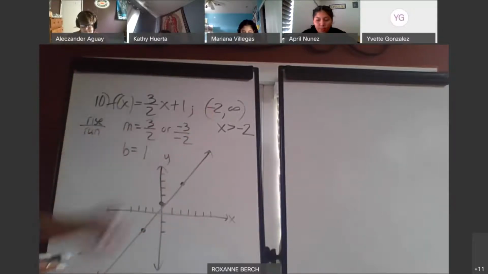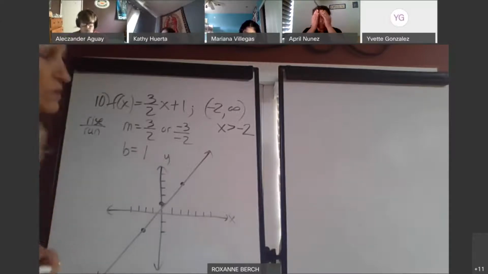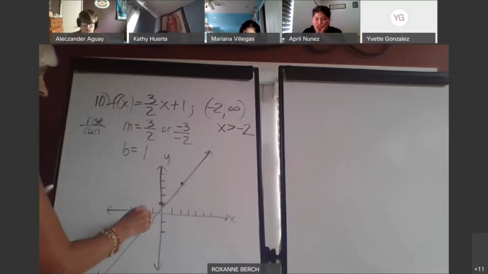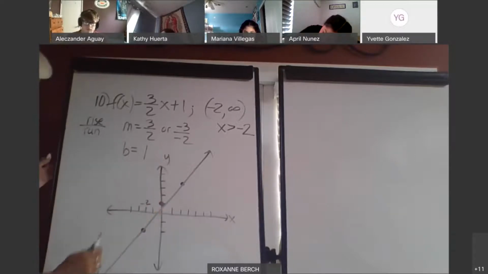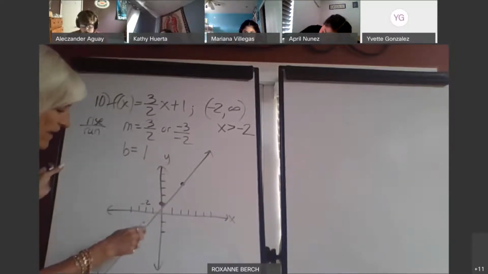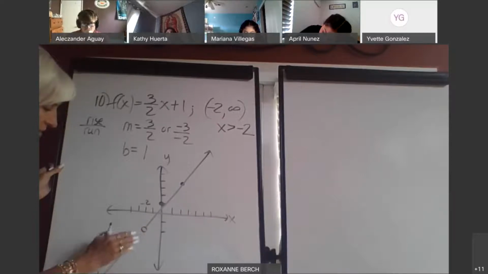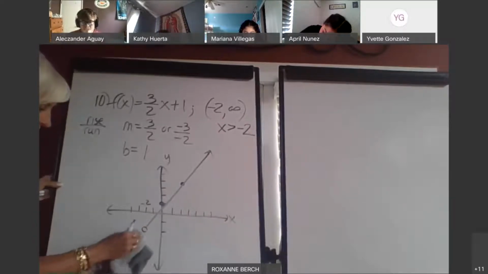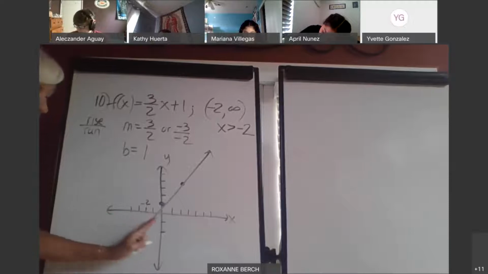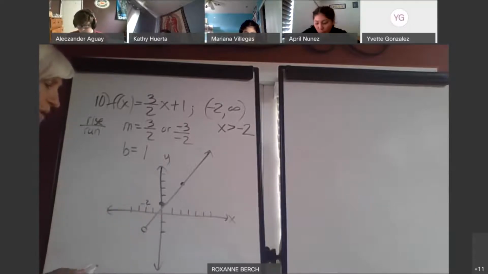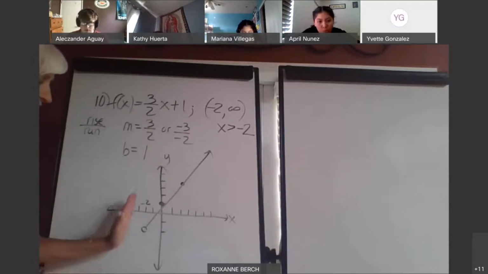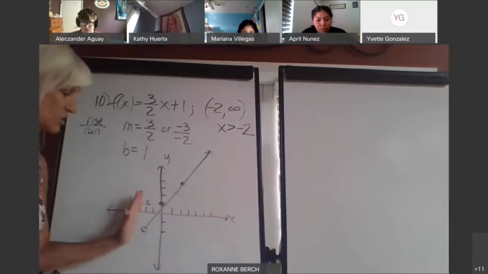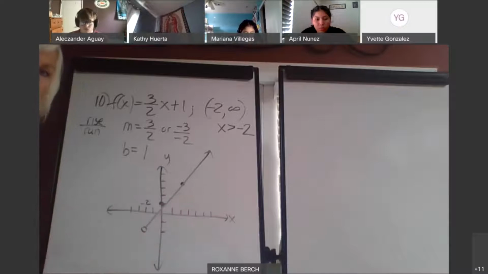Now, this is a restricted domain, right? So this says that the graph only exists to the right of -2. So that means open, and everything on the left needs to be erased. Now, I did not say down. I said everything to the left needs to be erased. So doesn't this represent x is greater than -2? X is greater than -2?